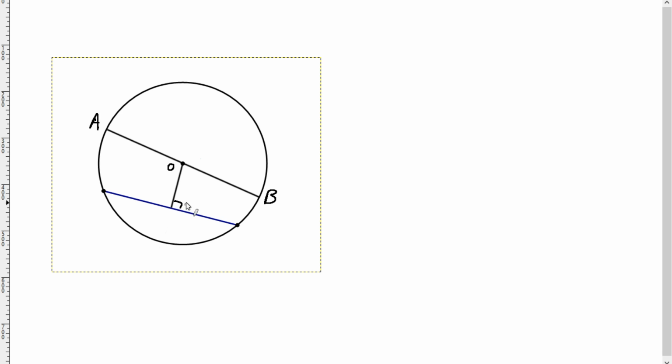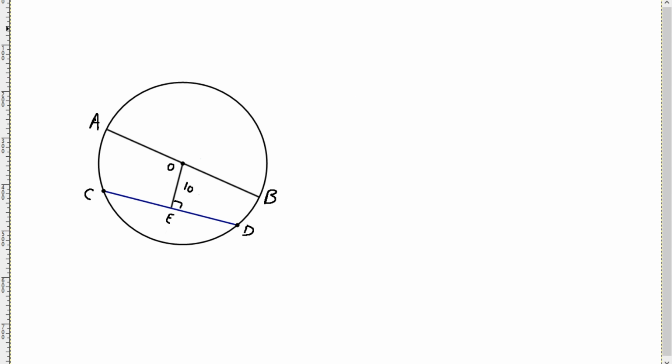This is a 90-degree angle, 10 centimeters. I'm just going to leave the units out because it's hard to write that small for me. Point E is the middle point of this chord here, and we have C and D. Oh, and A to B is, what is it, 26 centimeters long. So AB equals 26 centimeters.